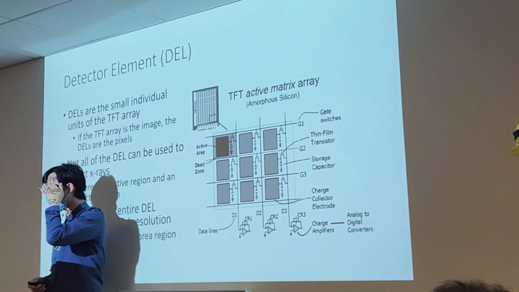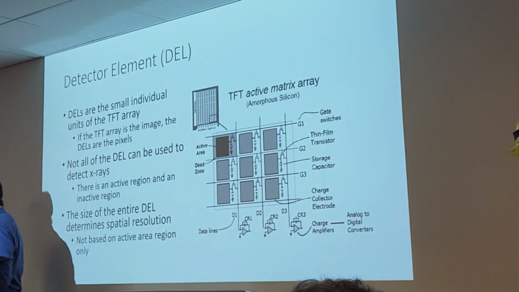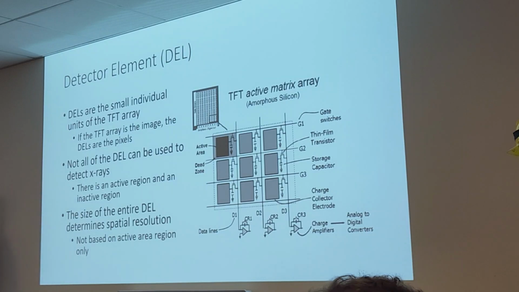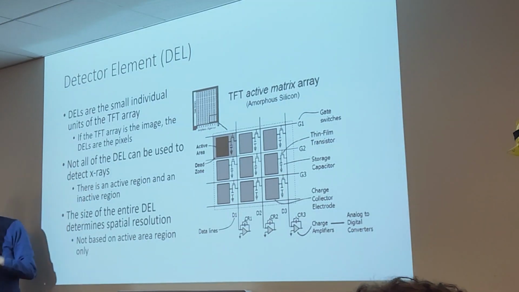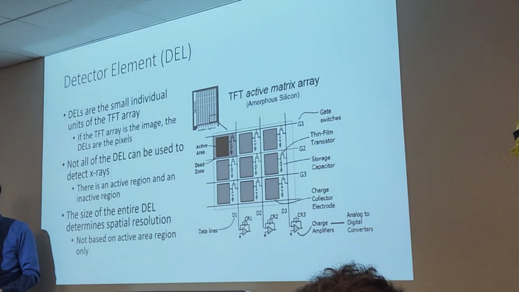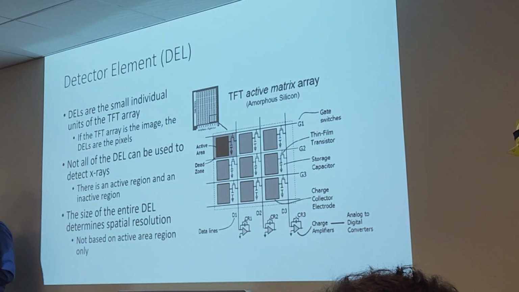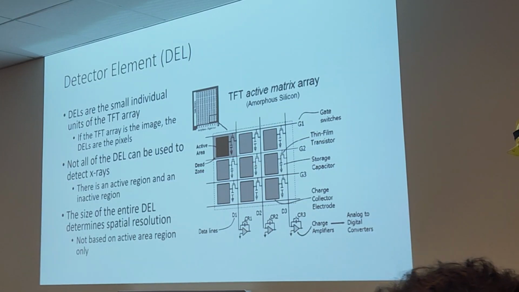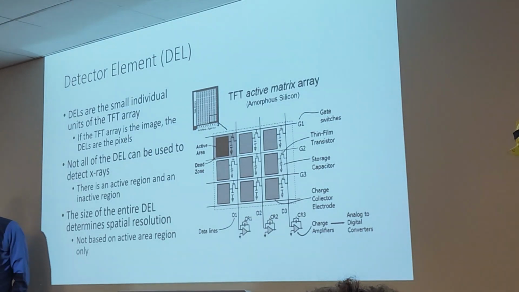The inactive region is there to house all the support stuff. It's there to house the capacitors. It's there to house the wiring. The wires need to go from the TFT to the computer. It needs to be able to send information to the computer. So the wires are located here in that inactive area. So the inactive is everything else except the X-rays.